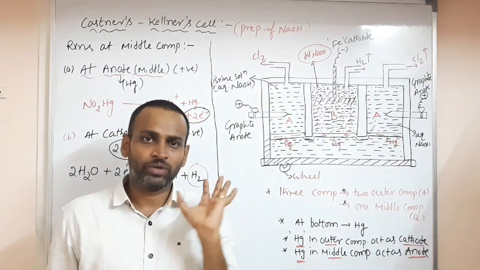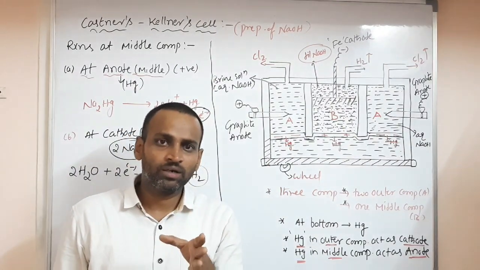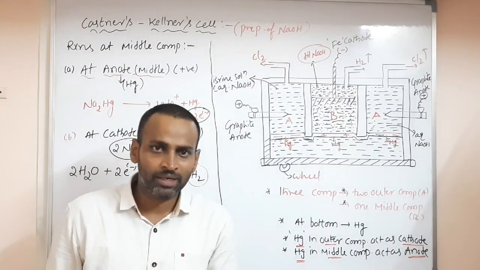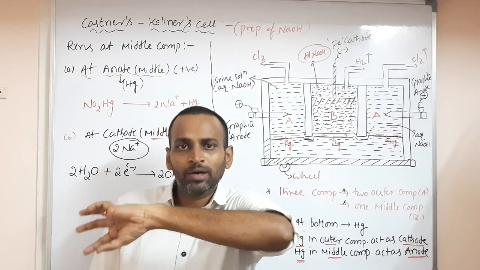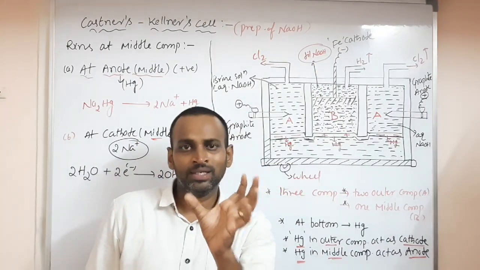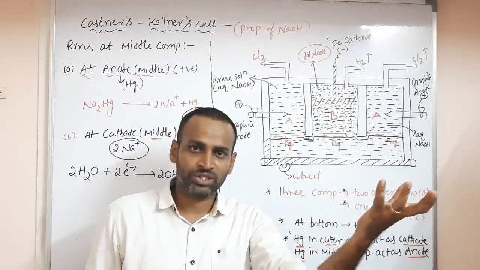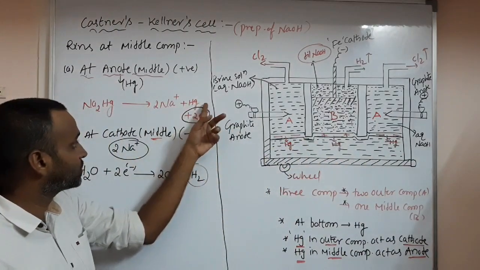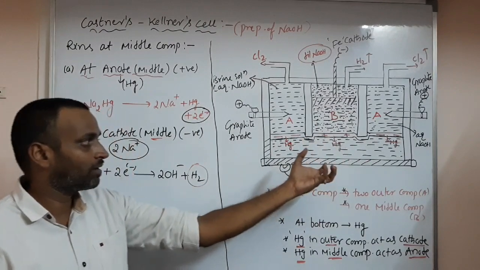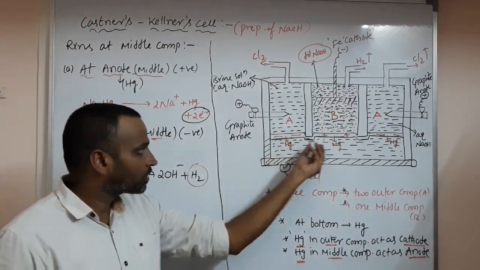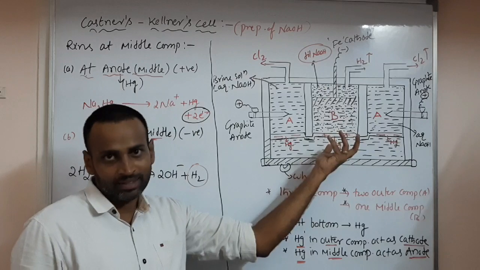Who is the anode? Mercury. At the mercury anode in the middle compartment, what happened? Na2Hg is transferred from the outer compartment to the middle compartment, so that Na2Hg will undergo oxidation and be converted to Na plus, Hg and 2 electrons. Okay, that is the purpose here. Mercury is acting as the anode, which means the transferred substance is doing like that.